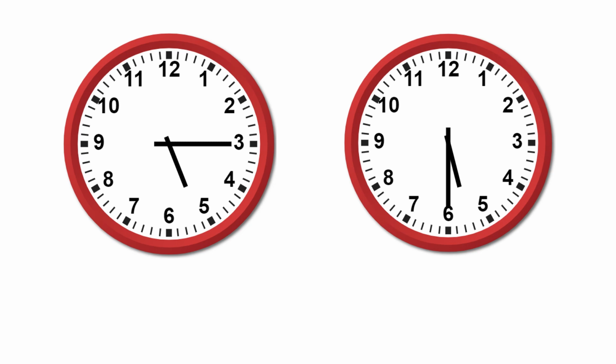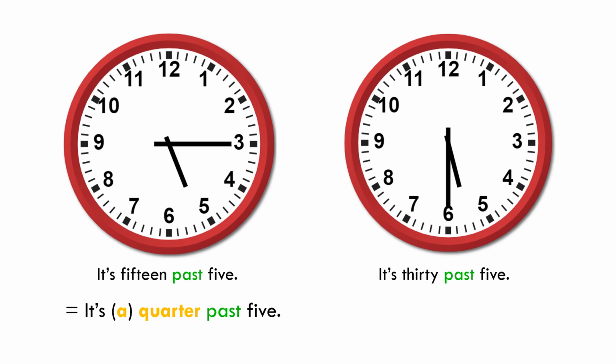But of course, we can use another word instead of 15 and 30. We read these clocks like this. It's 15 past 5 or it's 30 past 5, but the better way is this. It's a quarter past 5 and it's half past 5. So we prefer that you use quarter and half.